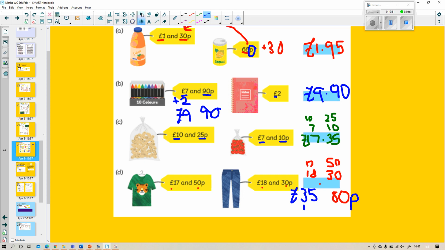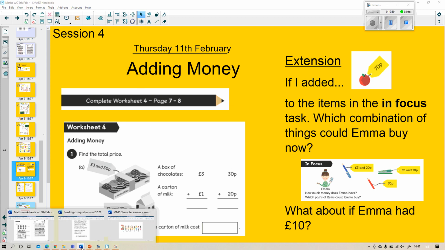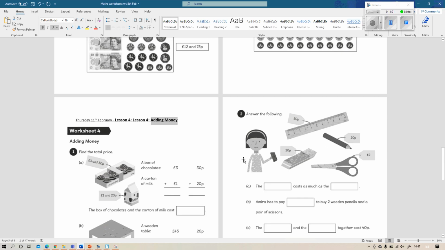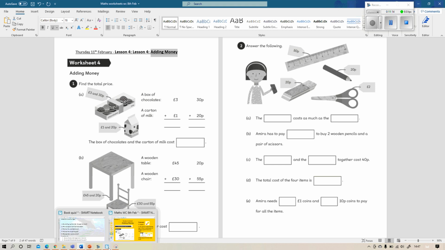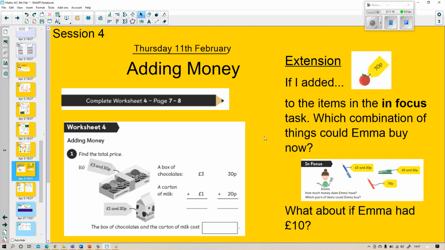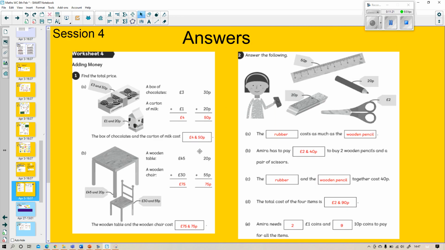Okay. For your worksheet today, it's worksheet number 4. Let's find it up for you. Here we go. This is what it looks like, and you've got some items to add together. Pay really careful attention as to whether you're adding pounds or adding pence. Be really, really careful with that one. I'll pop the answers up for you now on this page. There we go.